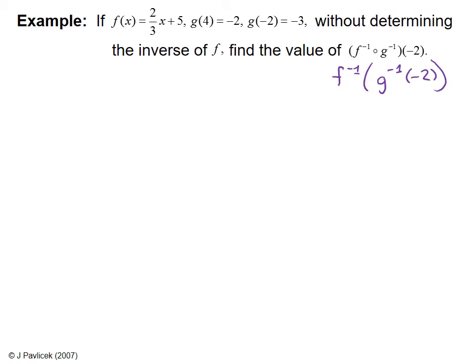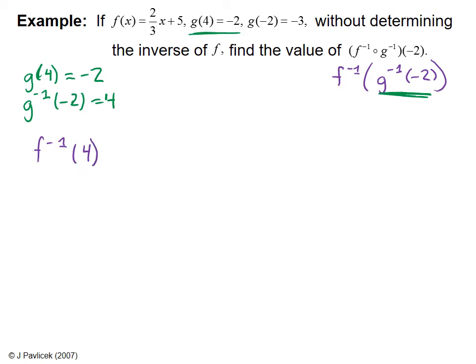Okay, so let's start on that inside piece. If we need g inverse of -2, that means that -2 is like the y. And we know from right here that if g of 4 is -2, then that means that g inverse of -2 is 4. So we've already gotten that first piece. Now we just need to find f inverse of 4.